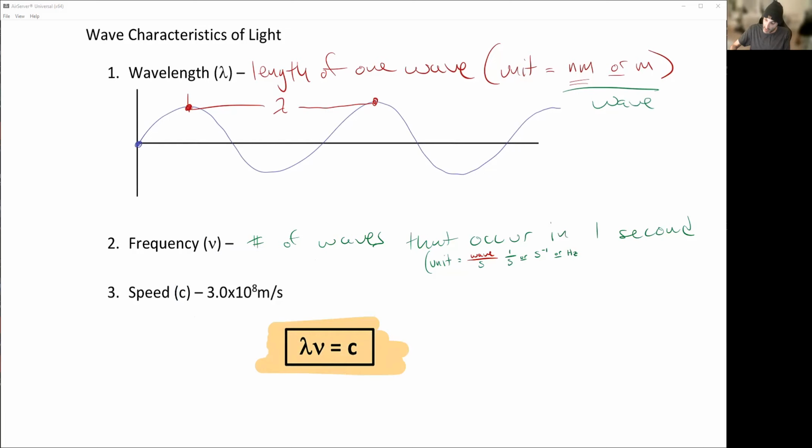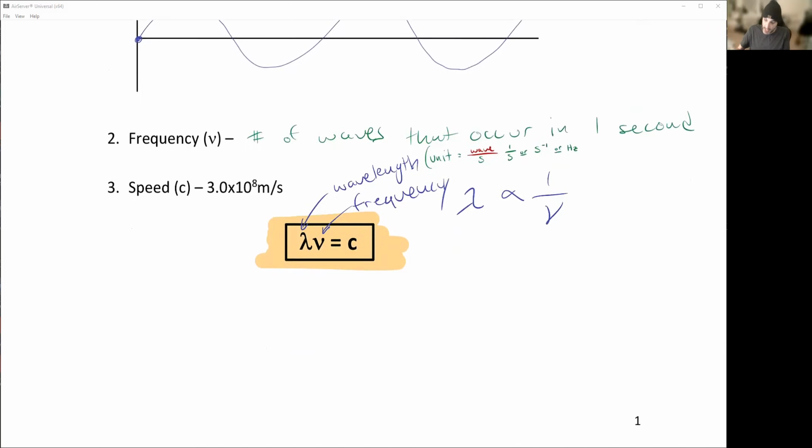In fact, wavelength is inversely proportional to frequency. So if this is wavelength, and this is frequency, and if you take a look at the units for this, a wavelength is going to be in meters per wave times frequency, which is going to be in waves per second. Well, waves cancels, and you're going to end up with meters per second.